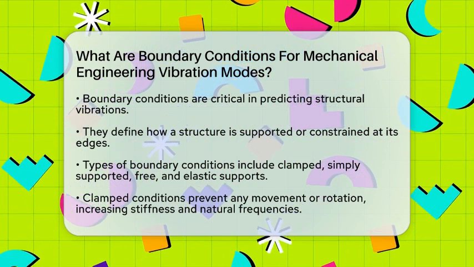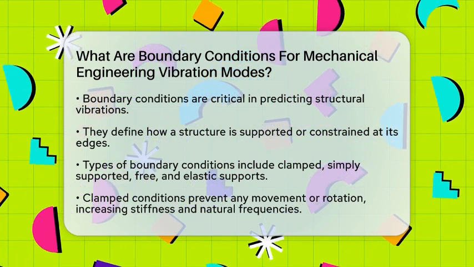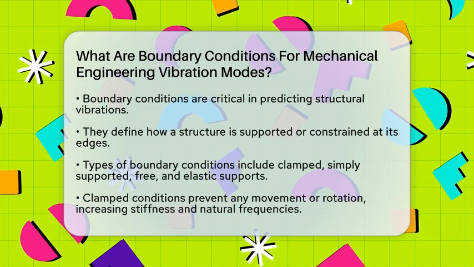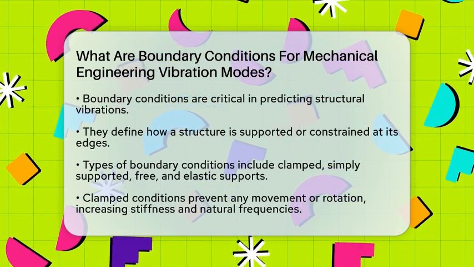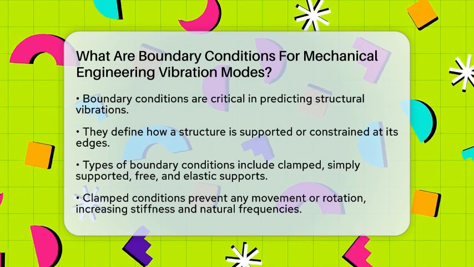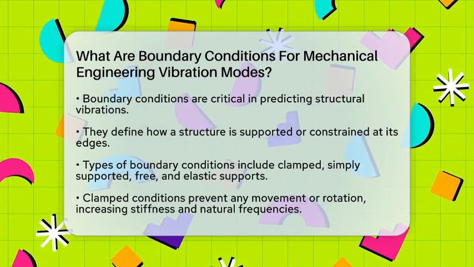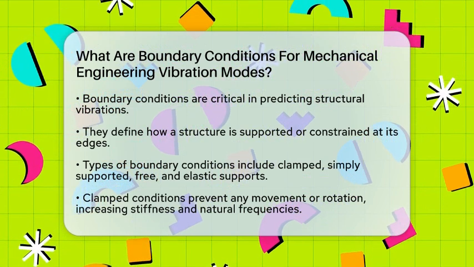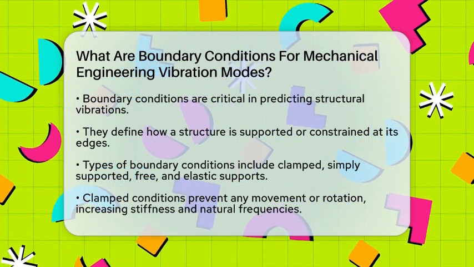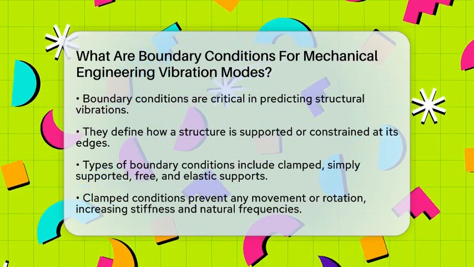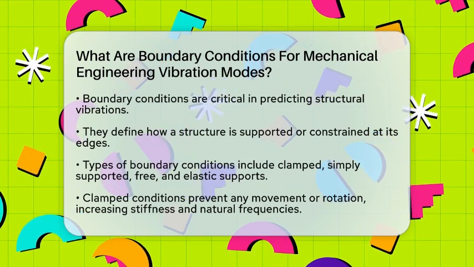Let's break this down further. Boundary conditions come in several types. First, we have the clamped or fixed condition. Here, the edge is held rigidly, which means there is no movement or rotation allowed. This condition increases the stiffness of the structure, leading to higher natural frequencies and lower vibration amplitudes.